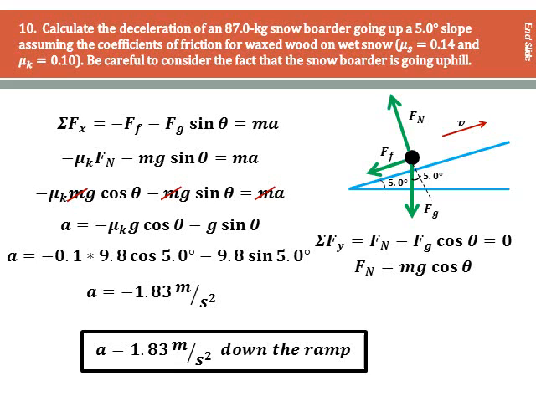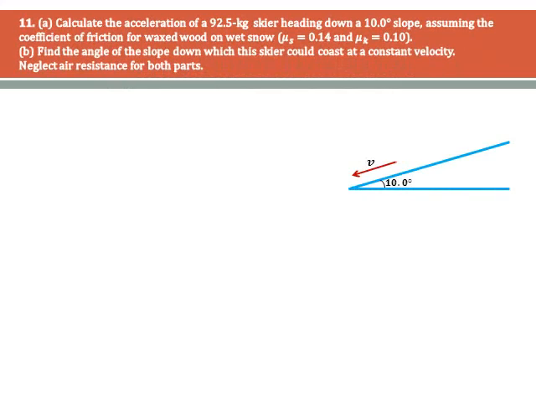And since we said down the hill is going to be negative, that means the acceleration is going to be down the ramp. The next question, number 11, part A says calculate the acceleration of a 92.5 kilogram skier heading down a 10-degree slope, assuming the coefficients of friction for waxed wood and wet snow, which we've already had in the previous problem: the coefficient of static friction 0.14, the coefficient of kinetic friction 0.1.